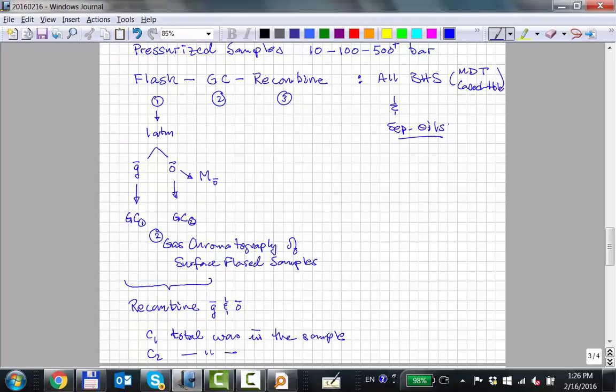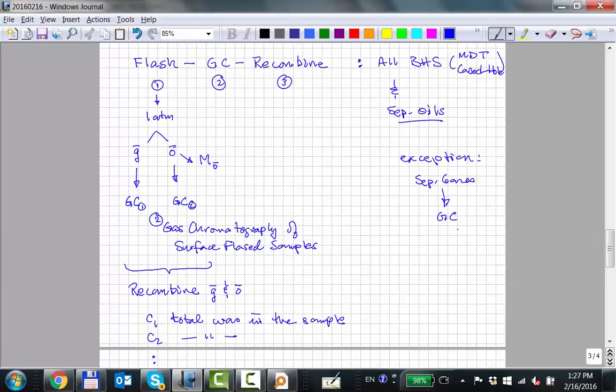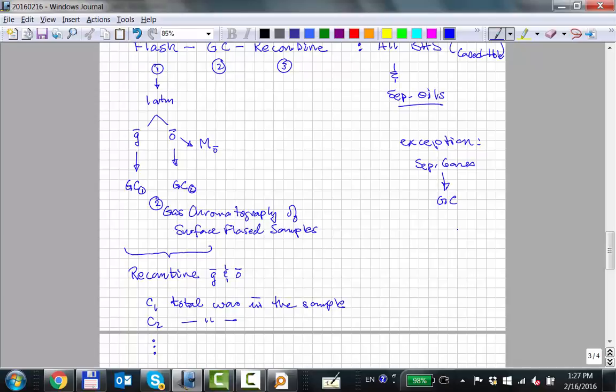Separator gases in general can be sent directly to the GC. Okay? So the exception to using this three-step procedure is the separator gases. And they go straight to the GC. Okay? But that's assuming that your separator pressure is atmospheric.